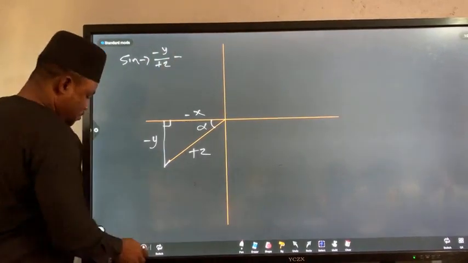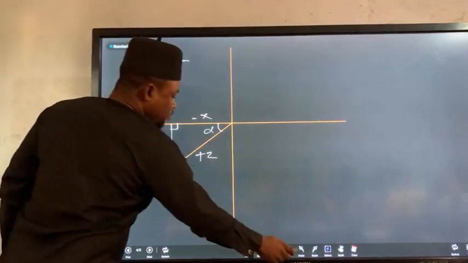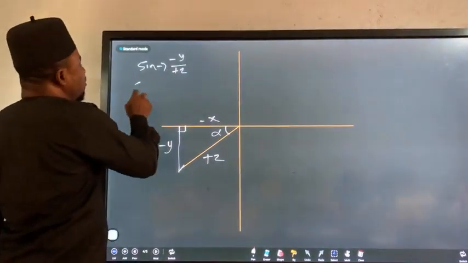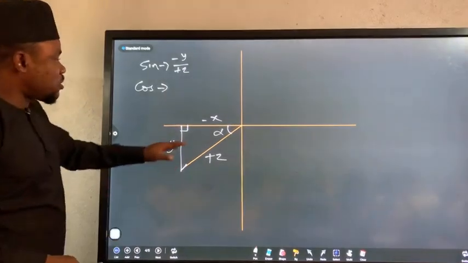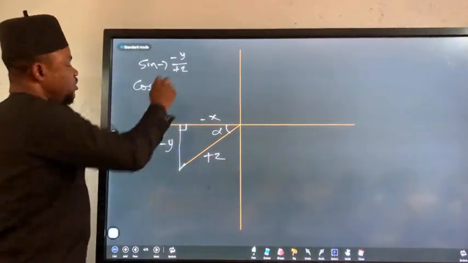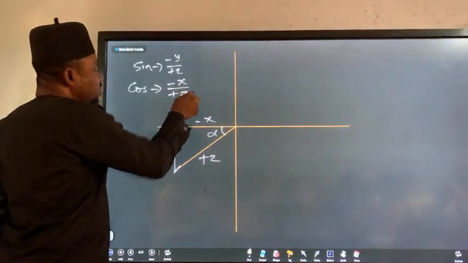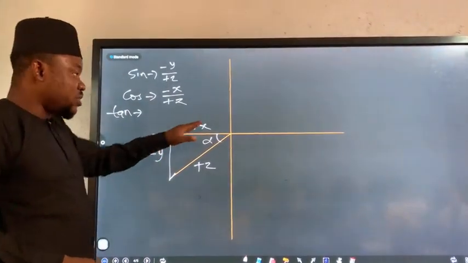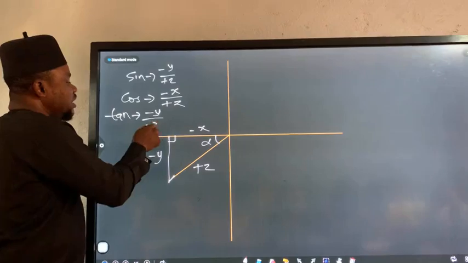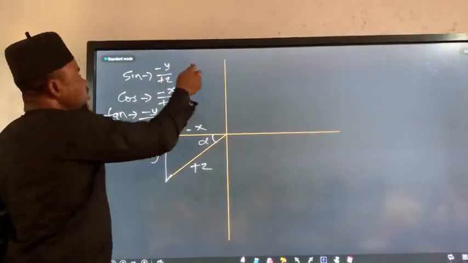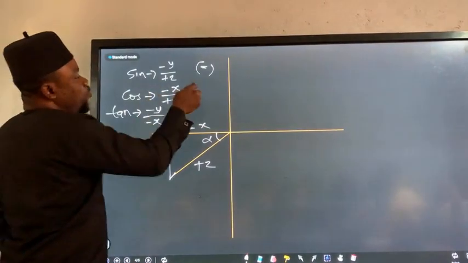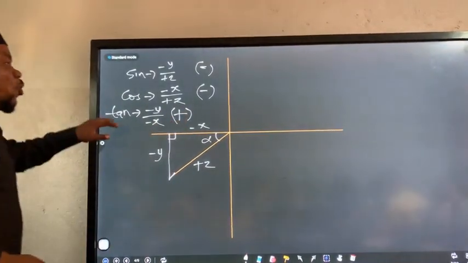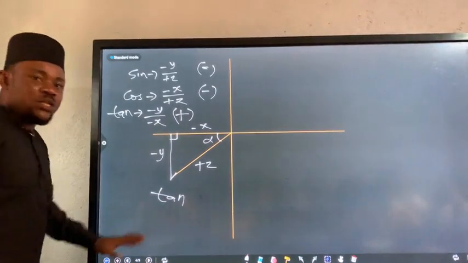So I'm going to have, so I have now cos. Cos is adjacent over hypotenuse. That will be negative x over positive z. I'll now have tan to be opposite over adjacent: negative y over negative x. Negative over positive gives me negative. Negative over positive gives me negative. Negative over negative gives me positive. So on the third quadrant, only tan is positive.